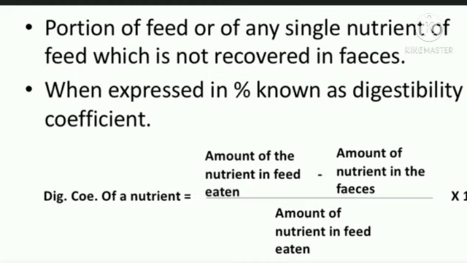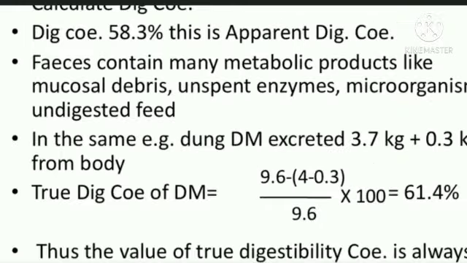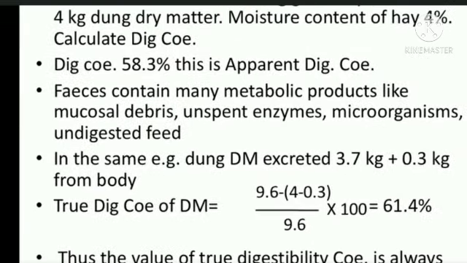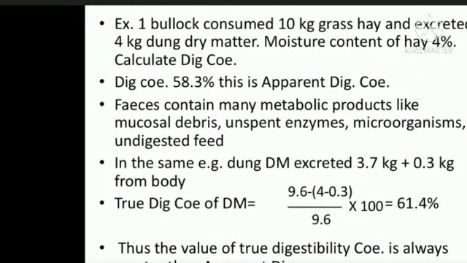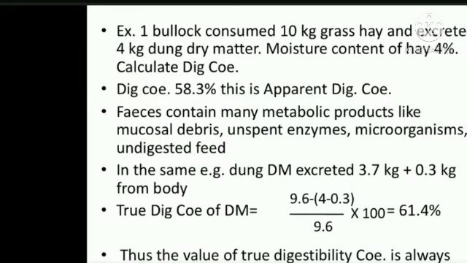So how much nutrient is taken in by the animal through feed, minus the amount of that particular nutrient in the feces, divided by the amount of nutrient in the feed. When we multiply it by 100, it is the digestibility coefficient of a nutrient. So this is the digestibility. This is one example I have given here. One bullock consumed 10 kg of grass hay and excreted 4 kg dung dry matter. Moisture content of hay is 4%. So calculate the digestibility coefficient.